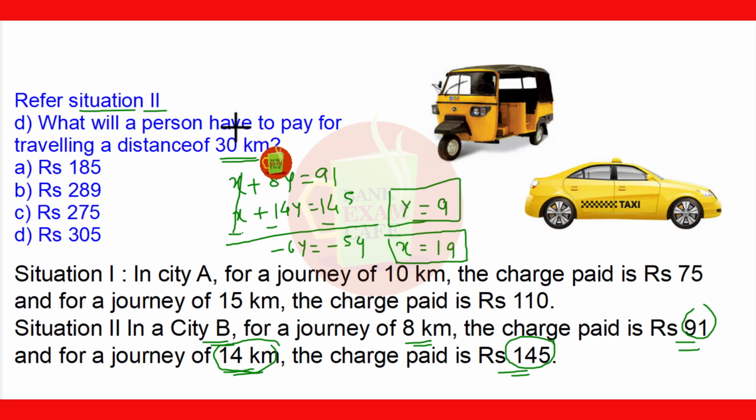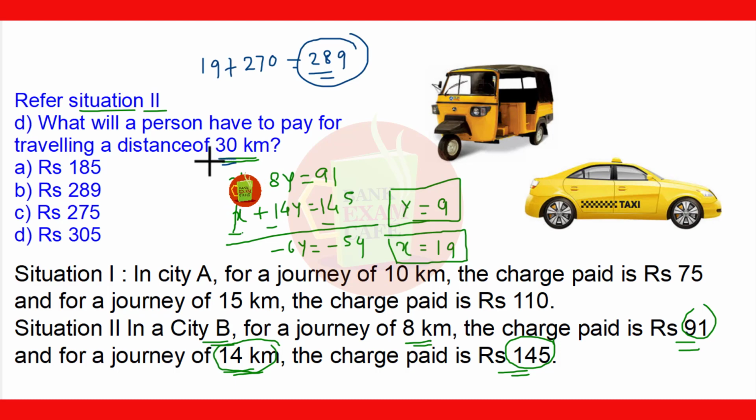So you have got x and y. And now you can calculate for the 30 kilometers. How will you calculate for the 30 kilometers? x, that is the fixed charge, that is 19 rupees, plus the running charge for 30 kilometers, that is 30 into 9, that is 9 3s are 27, so it will be 270, and that will be equal to 289 rupees. And therefore the total charge will be 289 for traveling a distance of 30 kilometers. So the correct option is the B option. Now move to the next question.